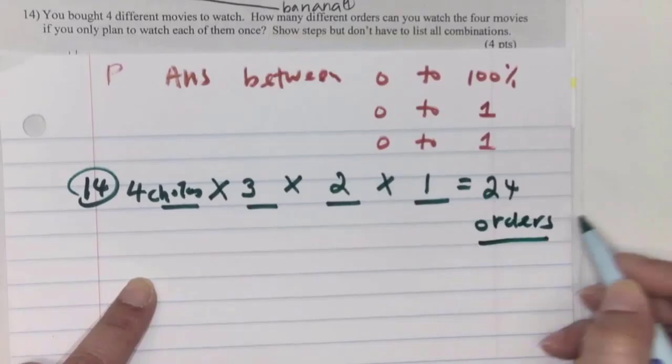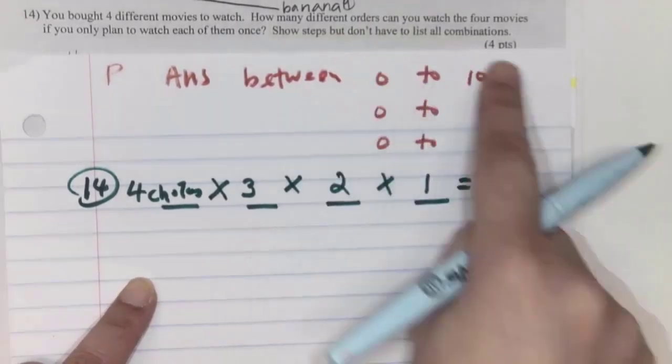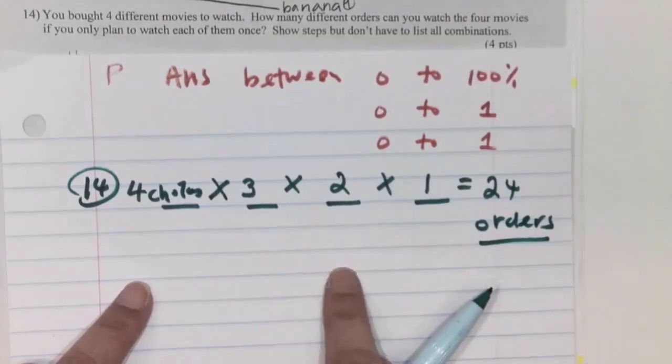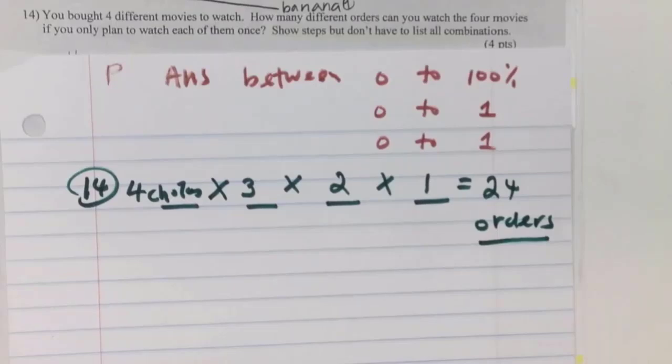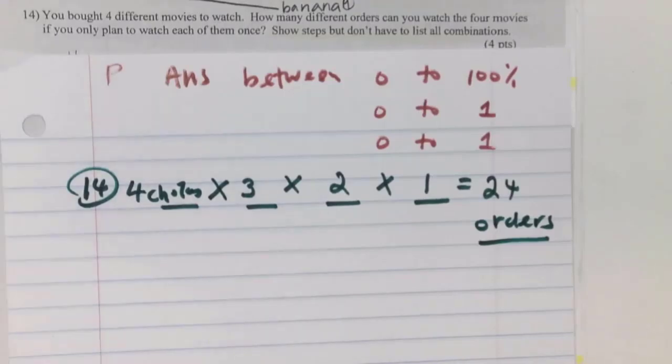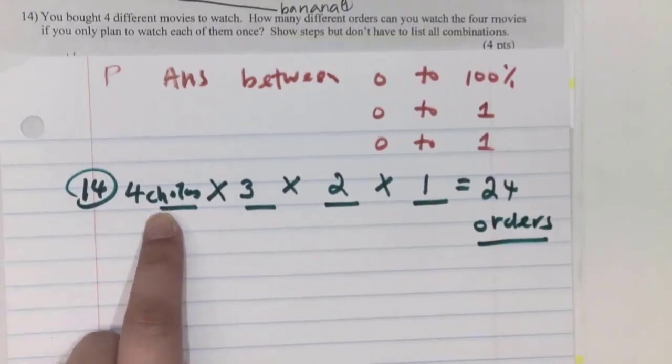And they didn't ask me to list them out, right? So they said don't list them out. So that's your answer. You have 24 different orders to watch that. So I could say, okay, the spring is coming. I bought some flowers. I have 4 different colors. So how many different orders can I plant those flowers? It would be the same thing, right? Once you put the red color, you cannot put it again, right? So no repeating. So it's going to be 24.